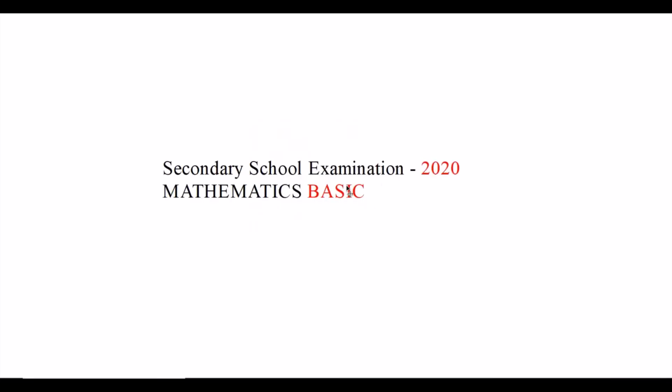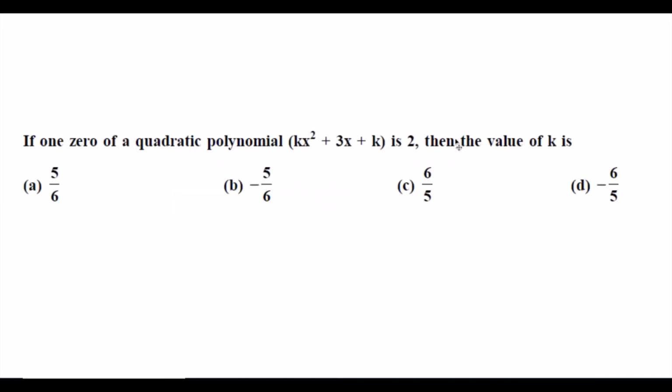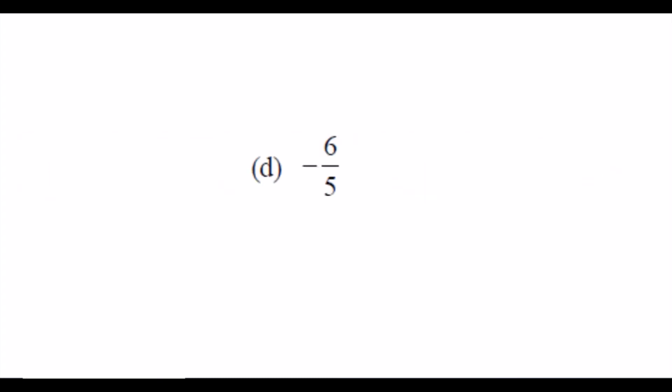Now let us look at the Secondary School Examination 2020, that is last year's board examination, mathematics basic question paper. 1 mark questions and 3 mark questions were asked last year from the chapter Polynomials. Here you can see the questions from 6 different sets of question papers from the CBSE board examination last year. Let us look at the 1 mark question. Here one zero is given, that is 2. You have to find the value of k from this polynomial. You substitute x is equal to 2 in this polynomial and equate to 0, you will get the value of k. Here it is negative 6 by 5.